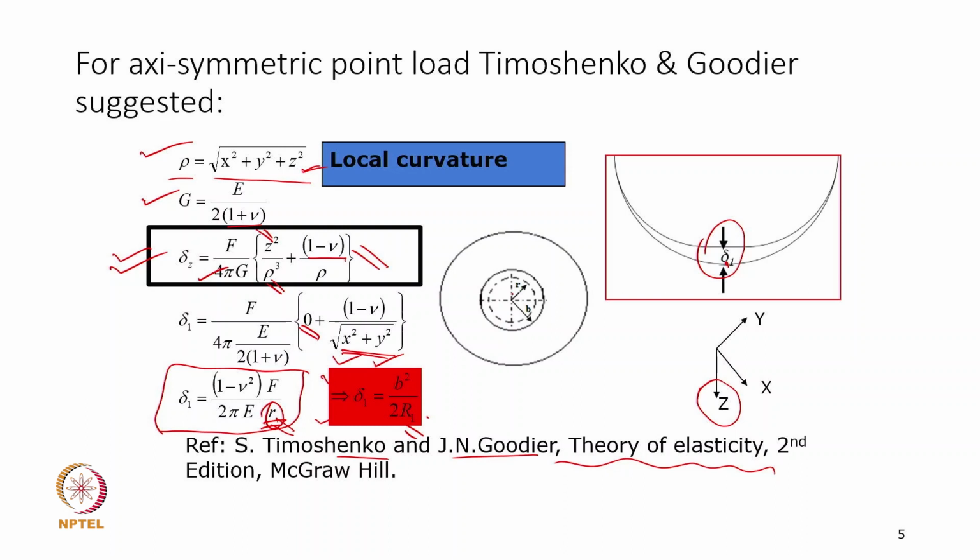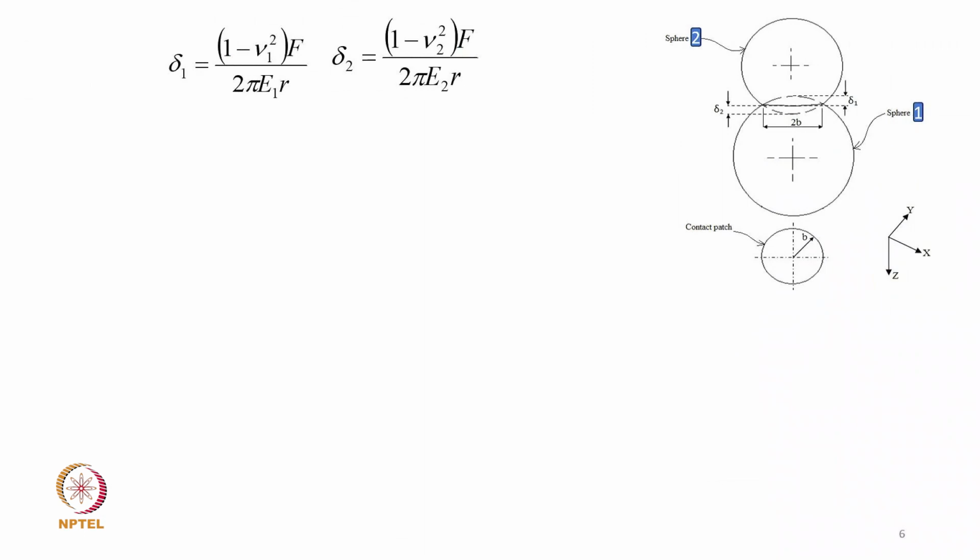The reason being, this r is varying from 0 to the maximum value b. So we should not get confused between this r and this r1. Often students get confused with this. There are two different expressions. Now we will try to utilize this delta 1 expression.